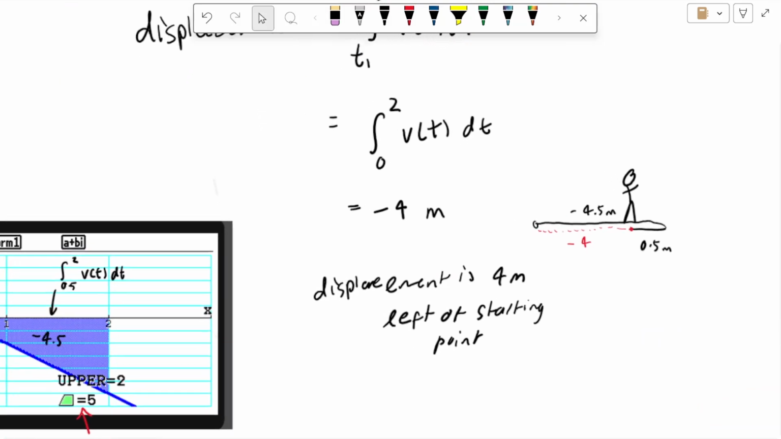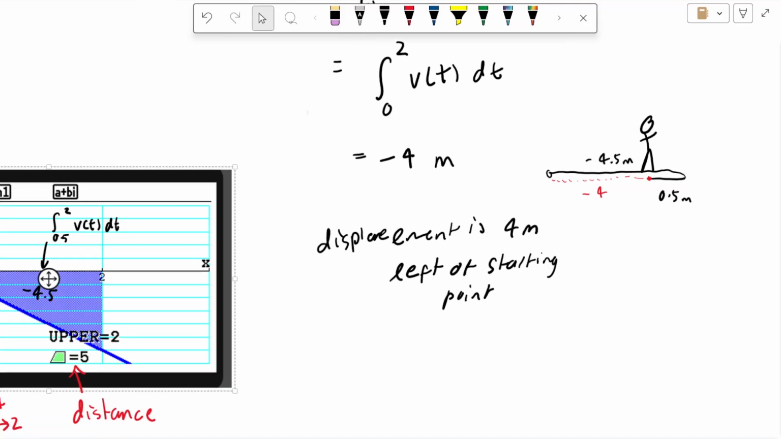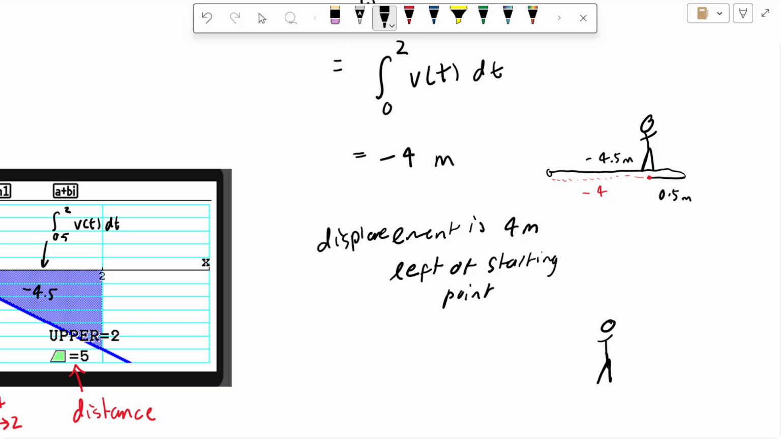And that's why I wanted to be really careful when we interpreted this. The displacement is only 4 meters left of the starting point. If we had started at 7, we end at 3. That is 4 meters left.